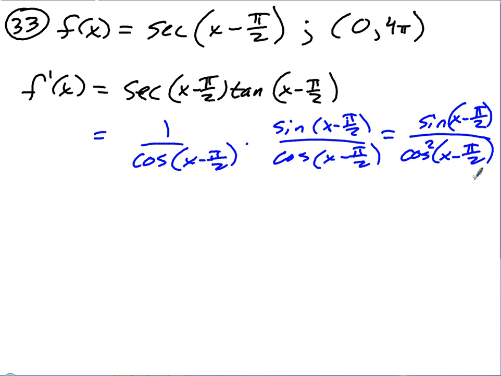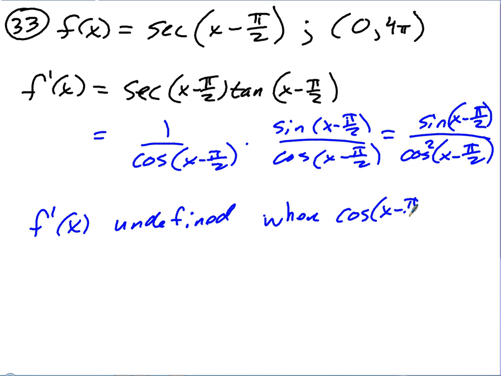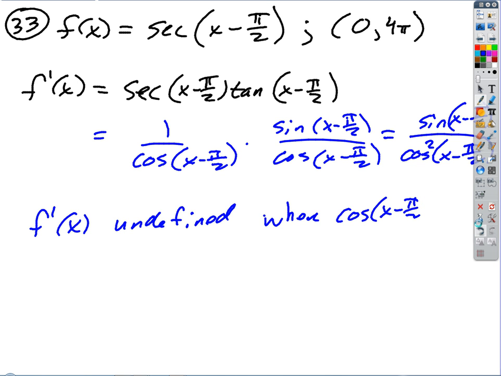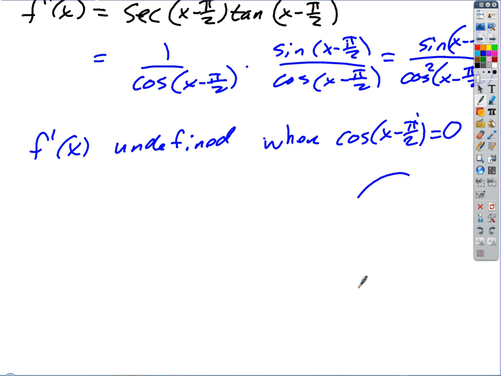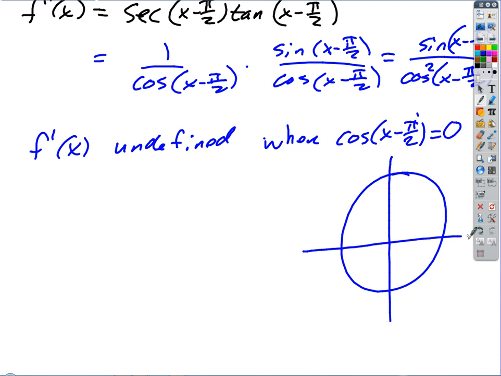Right? So cosine of x minus pi halves equals 0. And remember, when we're solving trig equations like that, we just want to look at the unit circle, right? In this case, we want to know where is the cosine function equal to 0. Let's remind ourselves. So, where is cosine equal to 0? That x or y component?